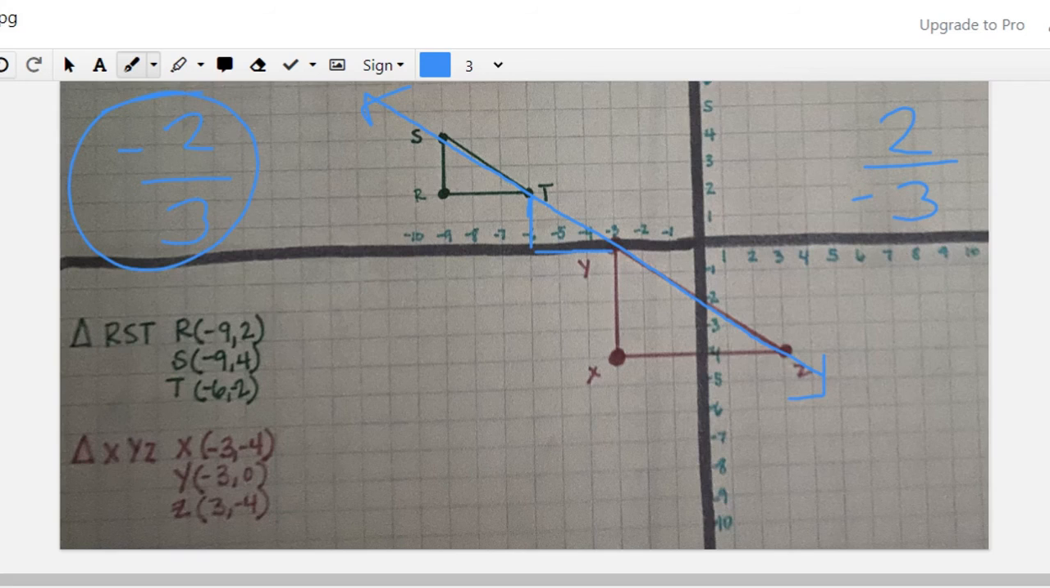This triangle would also be considered similar, and we could go down. Or you could also look at it like this. I could go up 2 over 3. This triangle right here would be similar to this one and this one, okay? So there's different ways that you can find the slope, whichever one feels comfortable to you, whichever one you like to use.